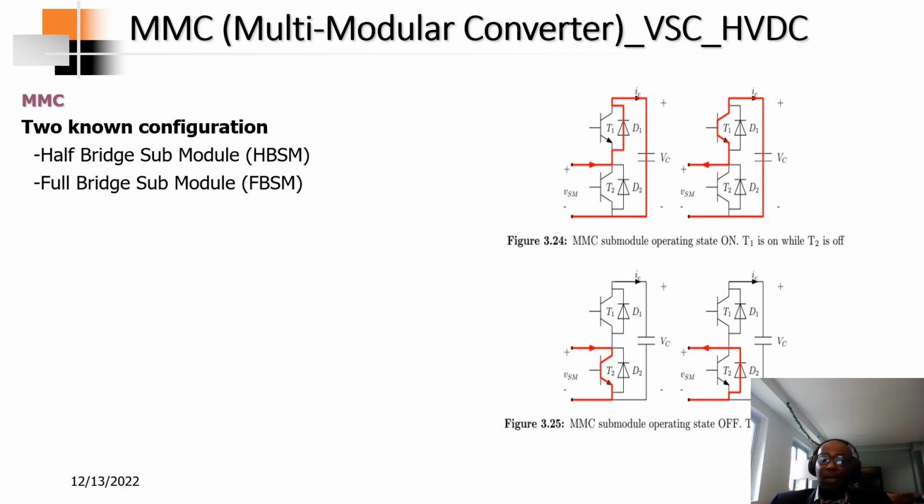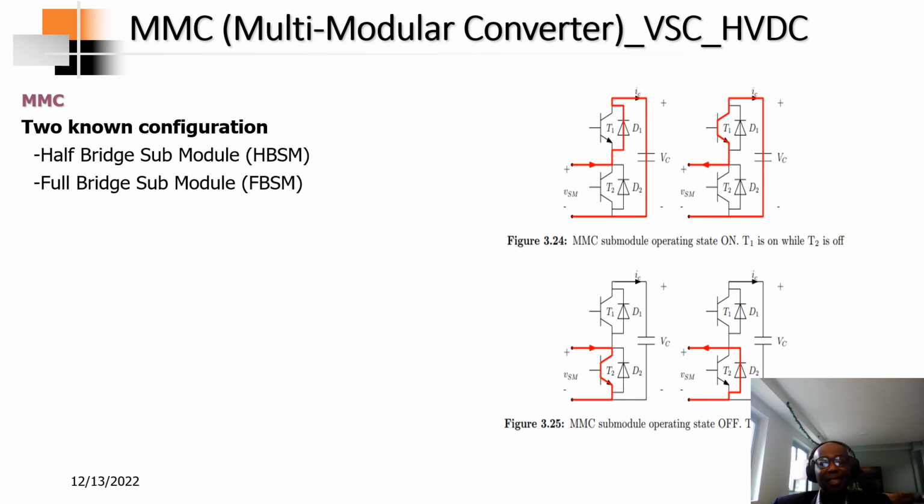Now let's talk about MMC, modular multi-level converter. Remember, I made mention that this is the latest generation. I think that is the 4th generation of voltage source converter. So there are two known topologies that we have. We have the half bridge and the full bridge. So for this presentation, I'm utilizing the half bridge, and that is the trade-off between utilizing the half bridge compared to the full bridge.